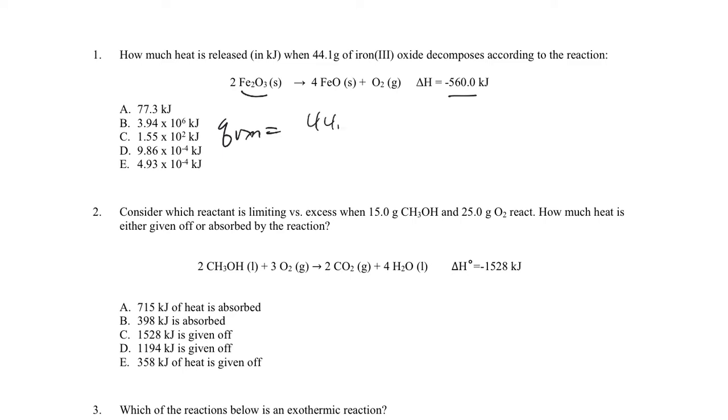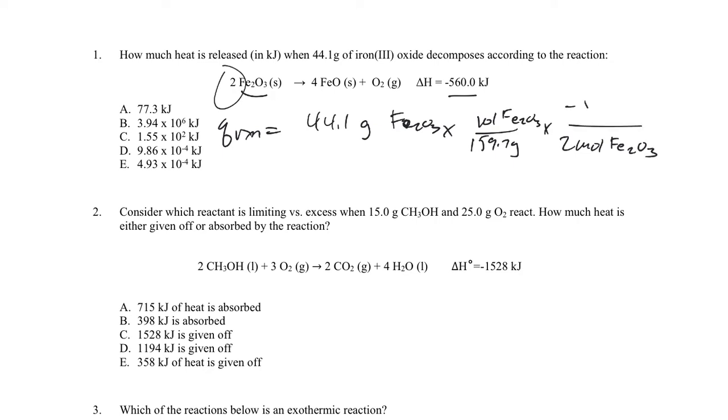would take as the 44.1 grams of the Fe2O3, use the molar mass, 55.85 iron times 2 plus 16 times 3. So that's about 159.7 per mole of Fe2O3. And then here's the key. For every 2 moles of Fe2O3 that reacts, the Q reaction is minus 560.0 kJs.